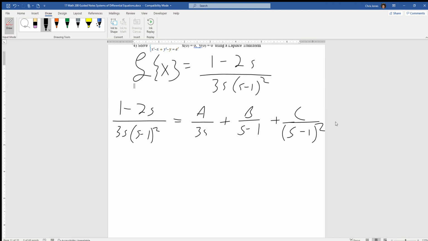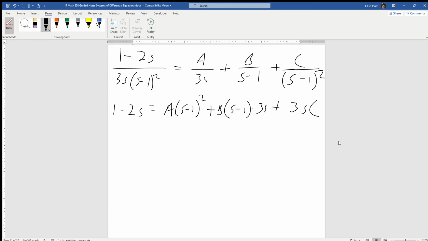Just like we've done in the past, we're going to distribute the denominator and multiply through. So we get 1 minus 2s equals A times (s minus 1) squared plus B times (s minus 1) times 3s, and then finally plus 3s times C. And now we're just going to distribute everything. Let's rewrite the left-hand side as 0s squared minus 2s plus 1, and then we can go through and FOIL out everything on the right-hand side.